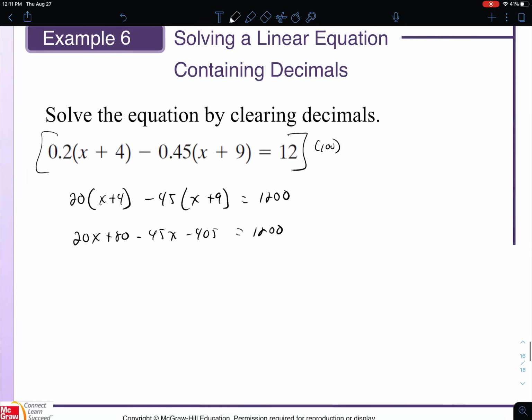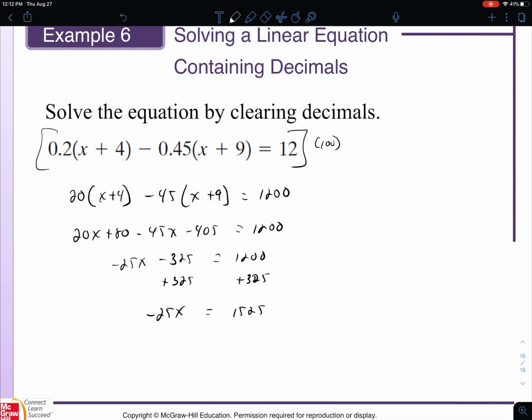So negative 45 times 9 is negative 405. Let's go ahead and combine like terms. So 20x minus 45x is negative 25x. 80 minus 405 is negative 325. So I'm going to add the 325. The only problem when you do this is that you end up with some larger values, but it's still the same thing, right? So 1200 plus 325 is 1525. And if I divide that by negative 25, I get negative 61 for this particular answer.